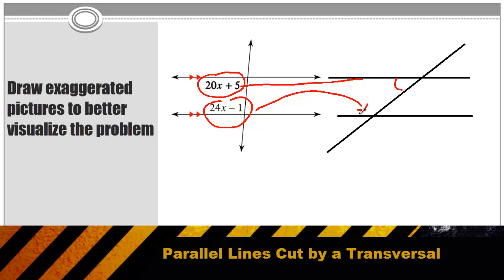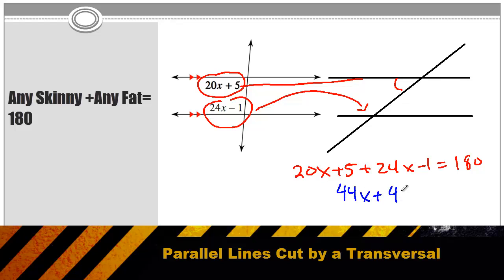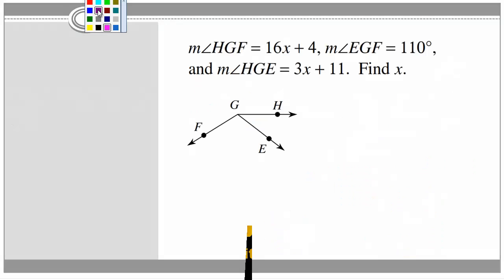I know that any skinny angle plus any fat angle is going to equal 180 degrees. So I can write the equation that 20x plus 5 plus 24x minus 1, those will combine to equal 180 degrees. If I combine like terms, I get 44x plus 4 is equal to 180. Subtract 4 from both sides, and I'm left with 44x is equal to 176. Divide everything by 4, and I'm left with x is equal to 4.